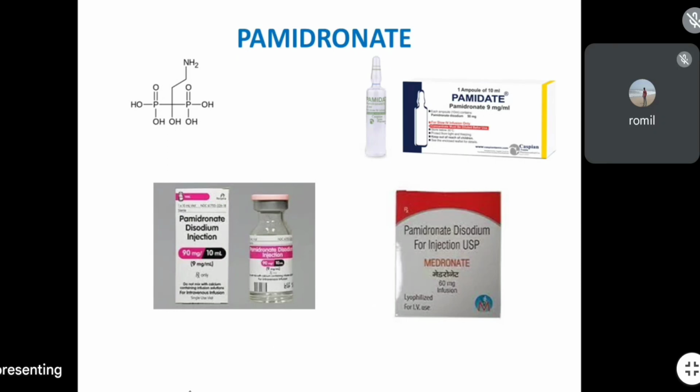Pamidronate is commonly available in IV form. Usually a 90 mg dose is given. In 10 ml there is 90 mg, so in 1 ml there are 9 milligrams. We have 90 mg, 60 mg, and 30 mg vials. You can see the different formulations of pamidronate. This is the chemical structure of pamidronate.